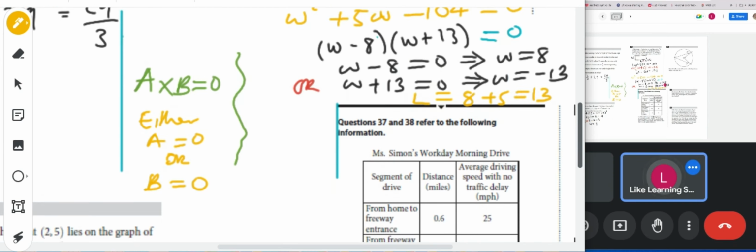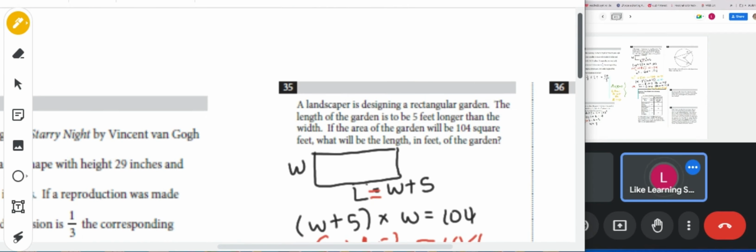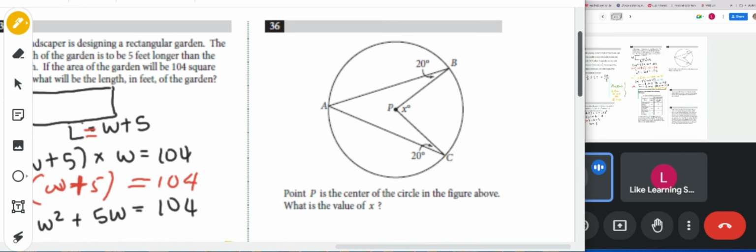Alright, so the next one is 36. Point P is the center of the circle in the figure above. What is the value of x? Yes. Do you remember circle theorems?